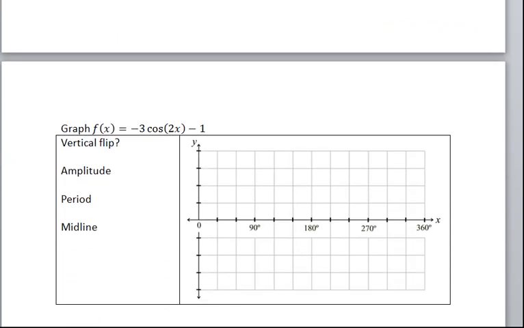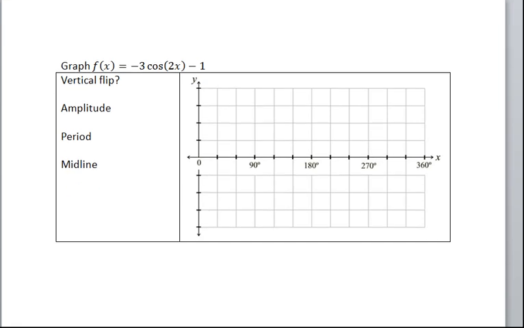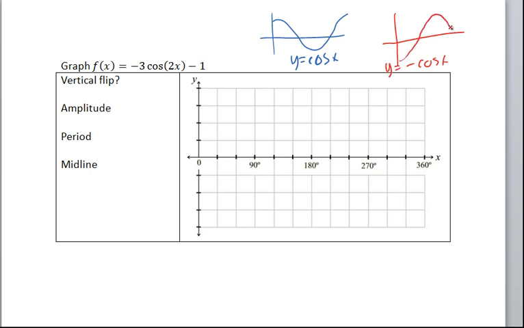Okay, so let's try a problem completely from scratch here, and I want to graph f of x equals negative 3 cosine 2x minus 1. Remember that by default, cosine looks like this, right? It starts high and it ends high. So this is y equals cosine x. Let me do this in red what I want. Remember, that means that y equals negative cosine x is upside down, and it looks like a mountain.